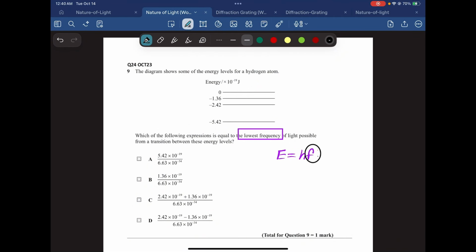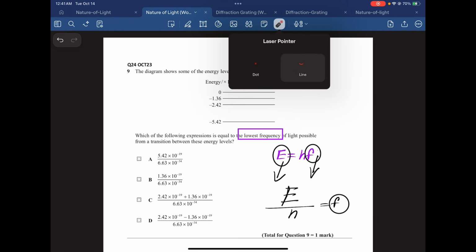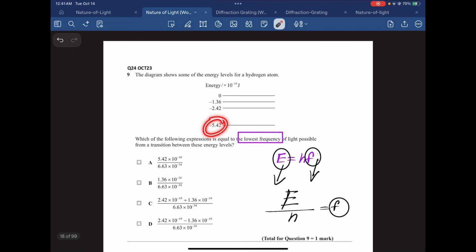So for the lowest frequency there should be the lowest energy change, the lowest energy transition. If we make f the subject, it becomes E divided by h, which equals the frequency, and h is the Planck's constant. Now if a hydrogen atom moves from this energy level to this energy level, what will be the difference in the energy levels? This is the final and this is the initial.